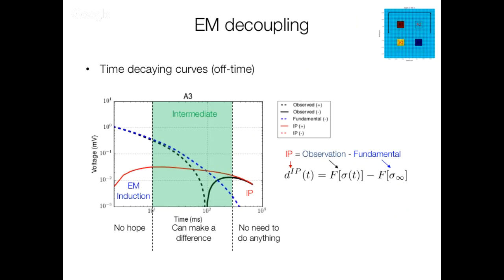So the idea is that at early time, you're basically dominated by the EM induction. So there's no hope of extracting any IP information in here. At intermediate time, that's an area where we can really make a difference. At late time, we don't need to do anything. But it's at that early or intermediate time you really want to concentrate.